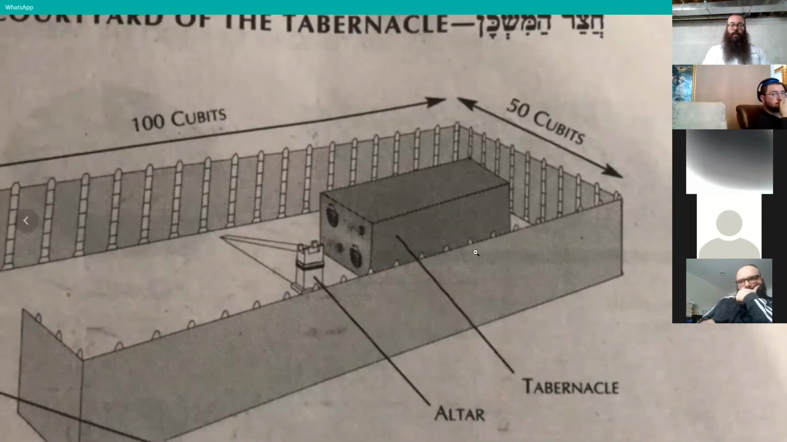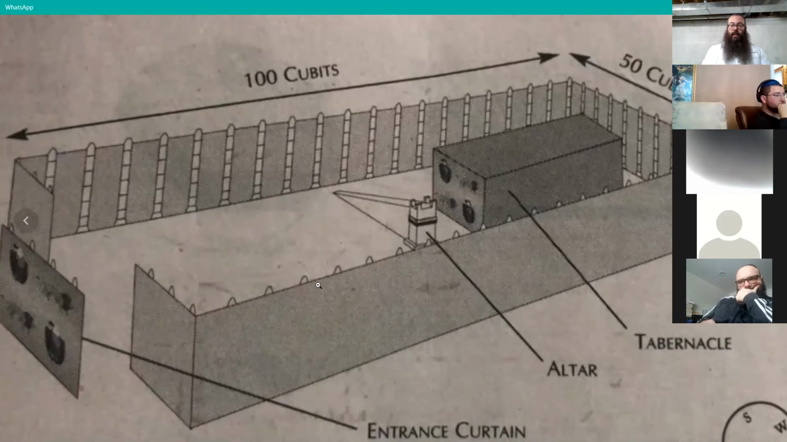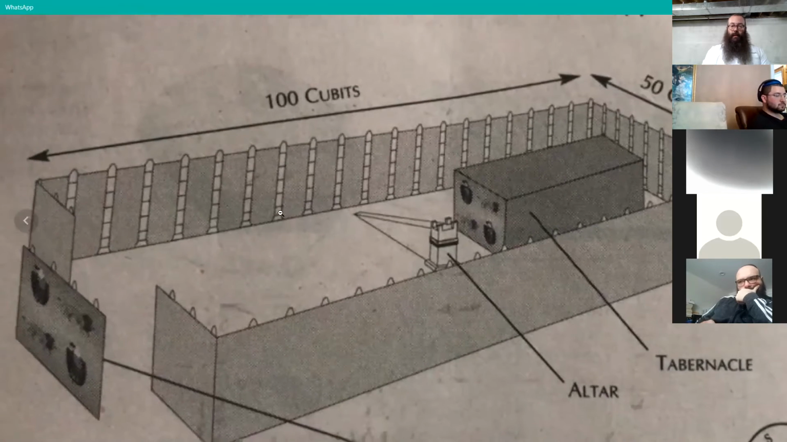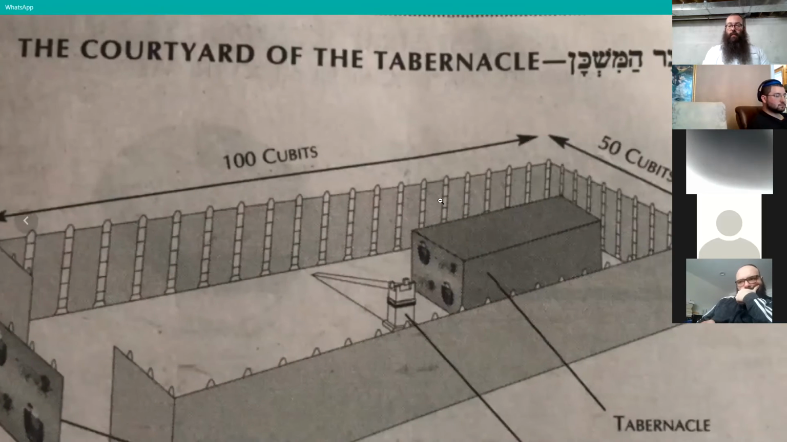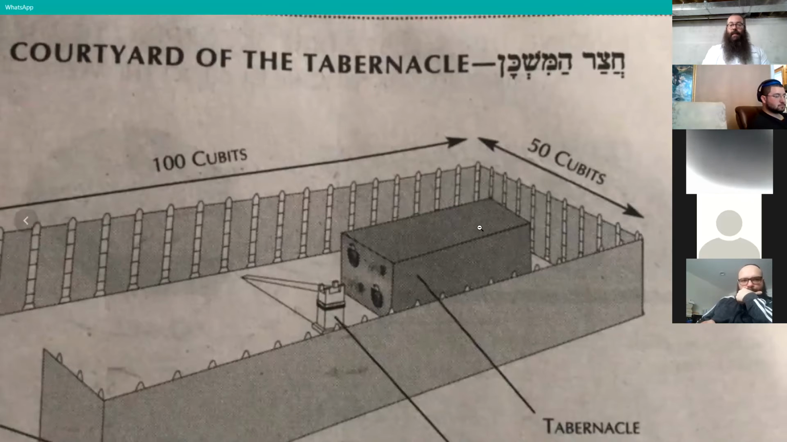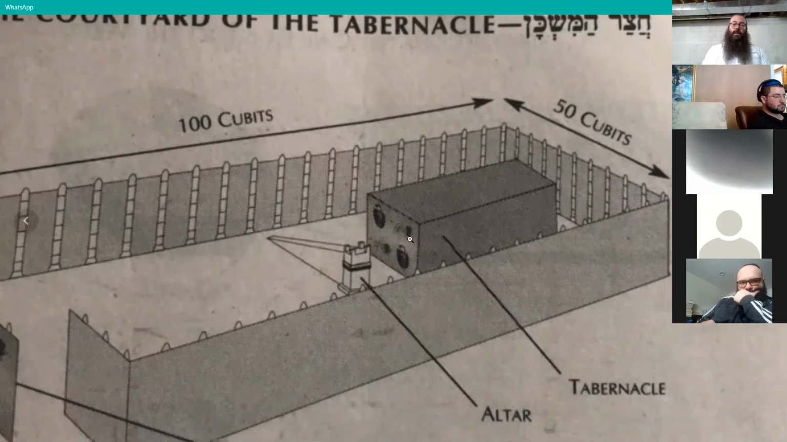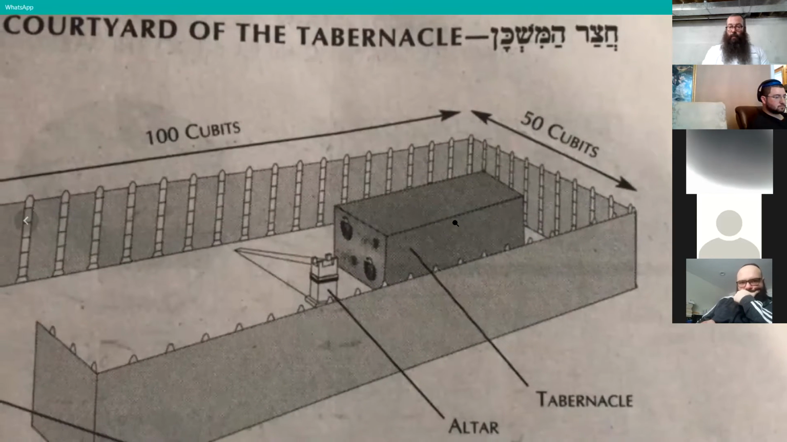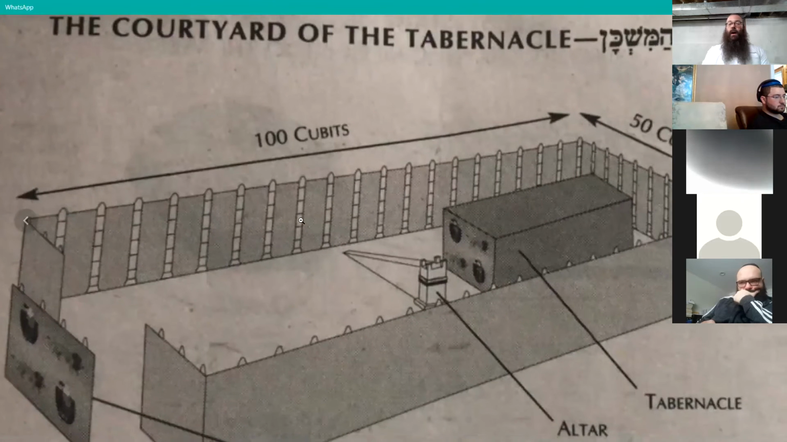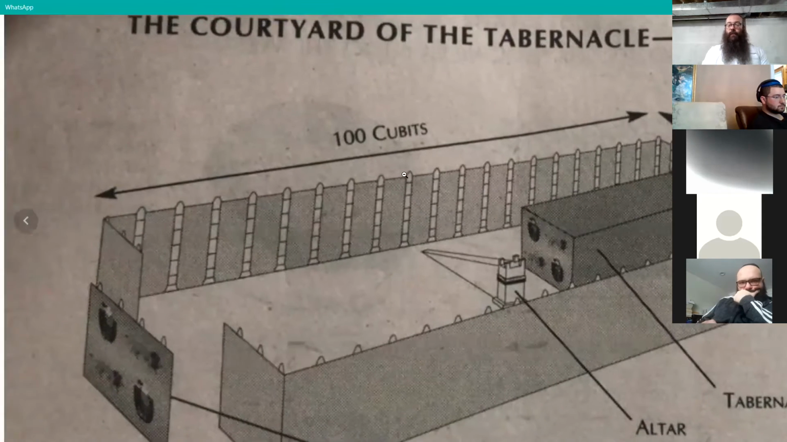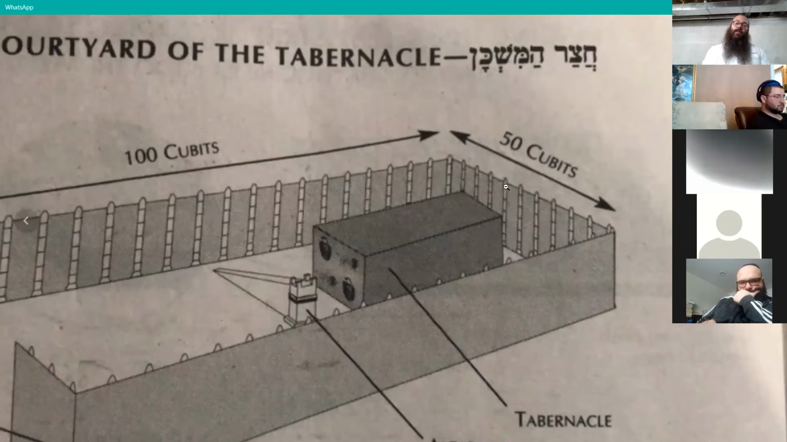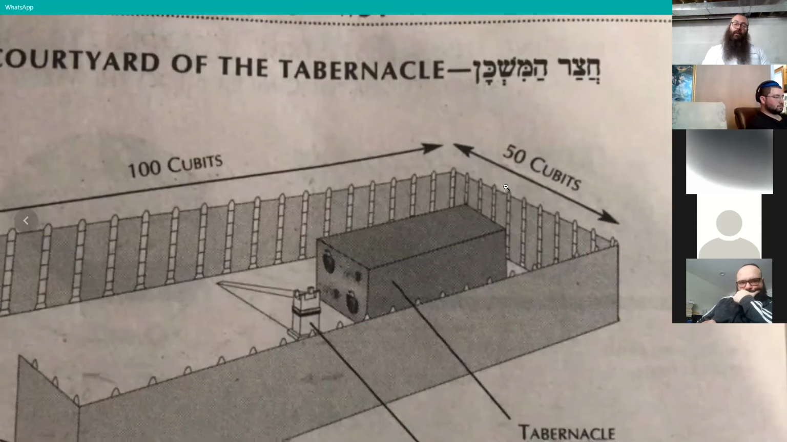Moving on to the courtyard. You'll notice the courtyard was very big. It was 100 cubits, 100 amos, which is still quite big. 100 amos is 150 feet, right? So it's 150 feet by 50 cubits, which is 75 feet. So 150 feet by 75 feet.